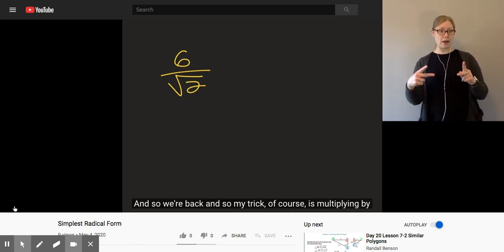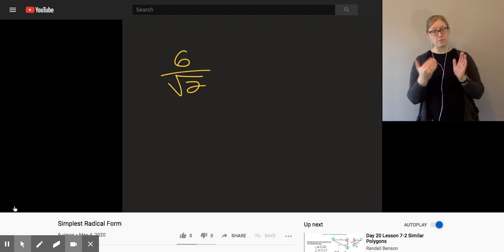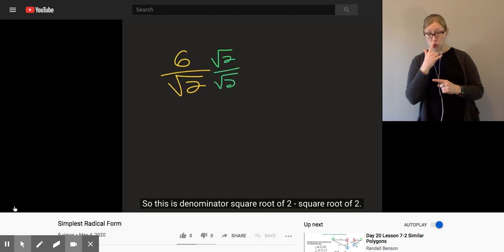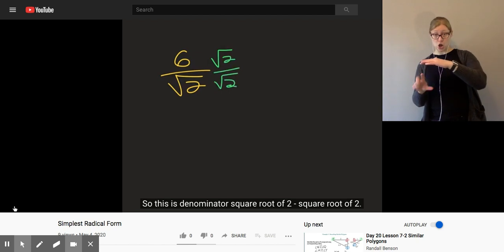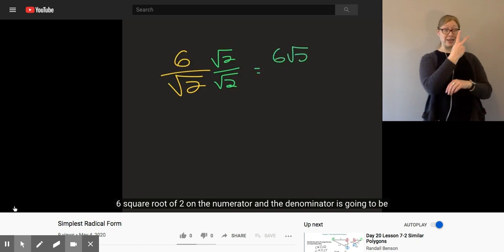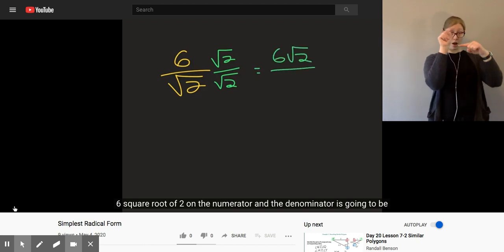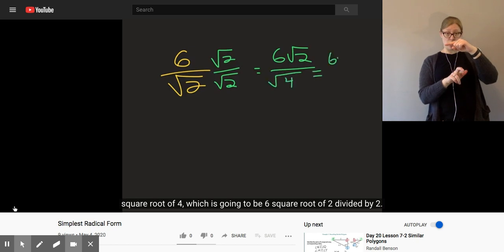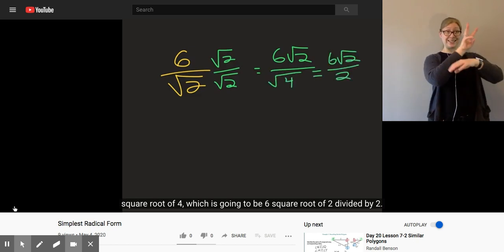And so my trick, of course, is multiplying by 1, but the special one, it looks like whatever's the denominator. So this is the denominator, square root of 2 over square root of 2. So I have 6 square root of 2 on the numerator, and the denominator is going to be square root of 4, which is going to be 6 square root of 2 divided by 2.